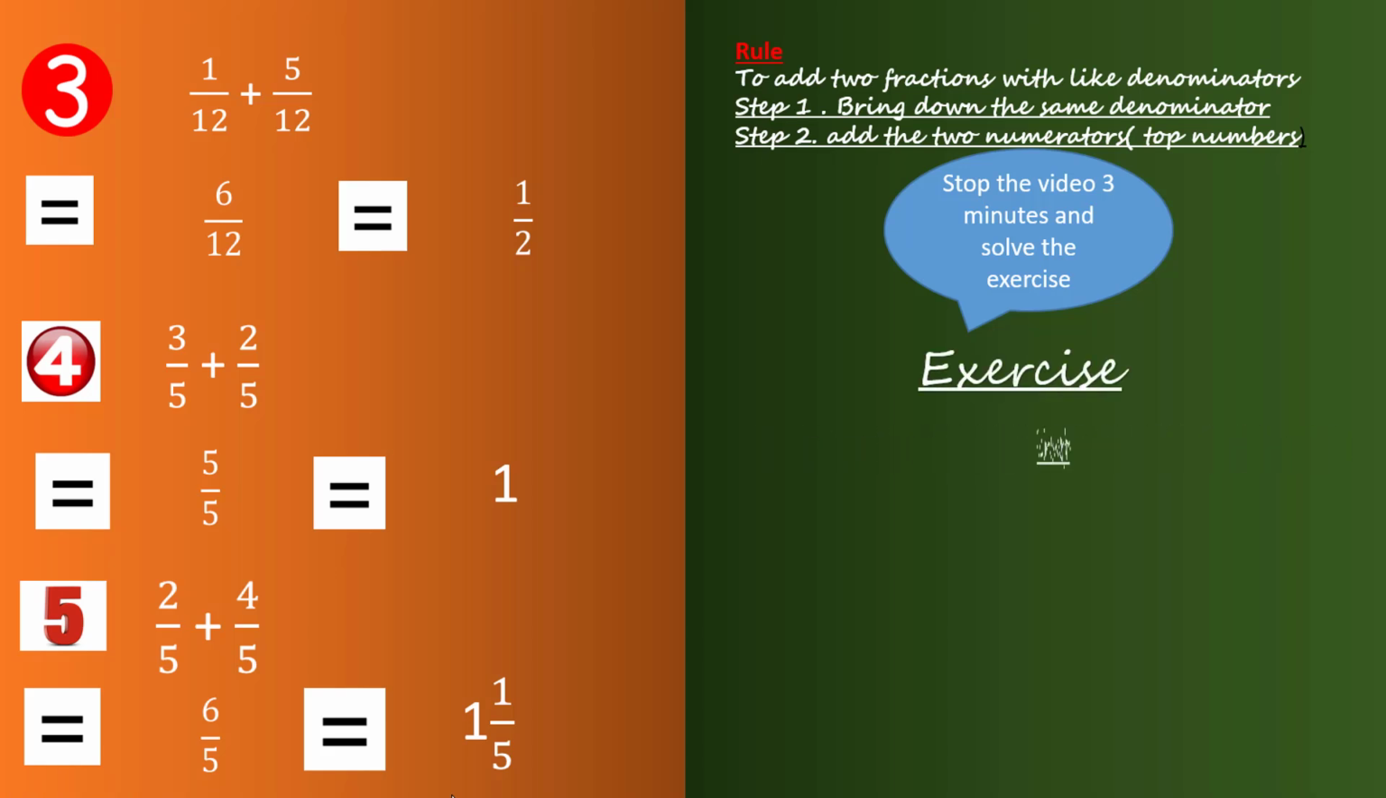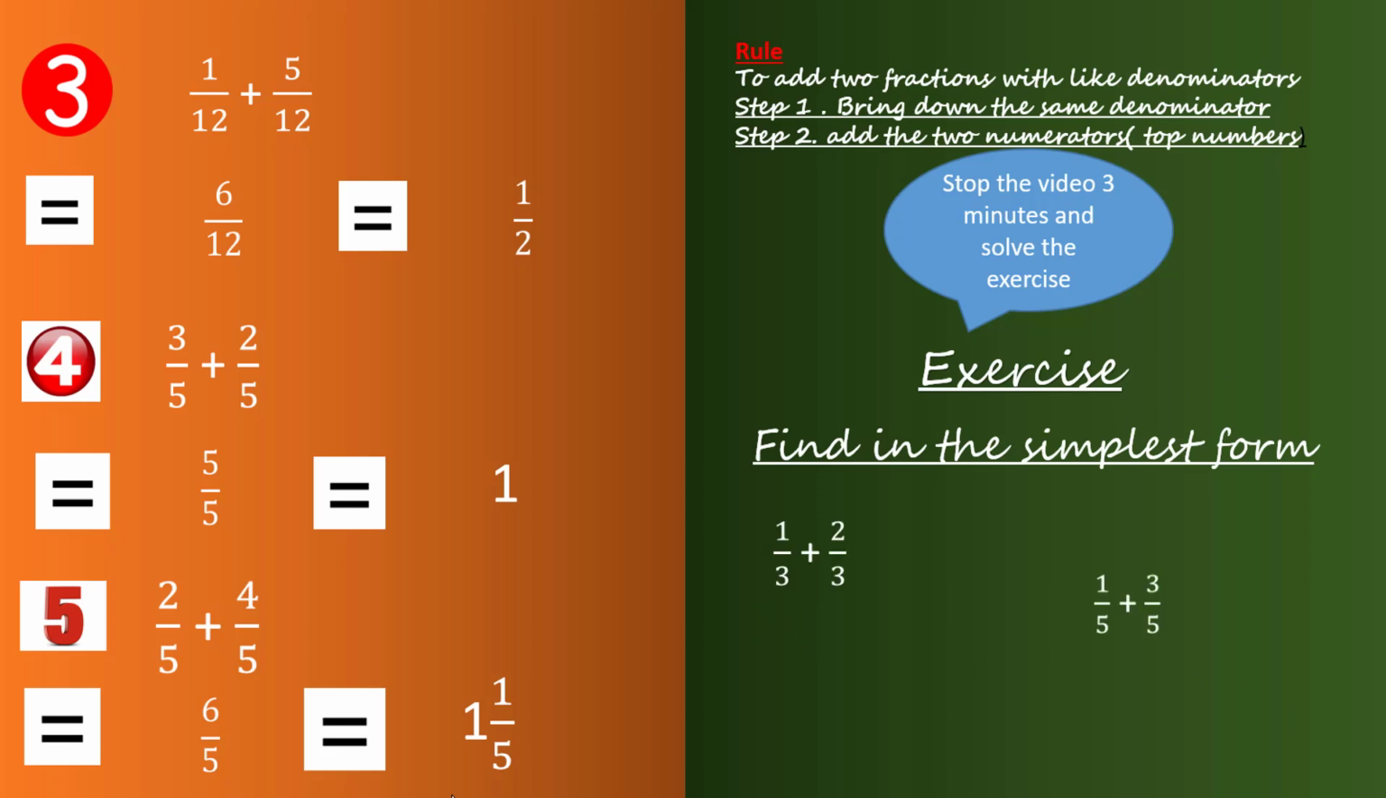Exercise, find in the simplest form. 1 over 3 plus 2 over 3 equals what? 1 over 5 plus 3 over 5 equals what? 5 over 7 plus 4 over 7 equals what? And 5 over 11 plus 4 over 11 equals what?